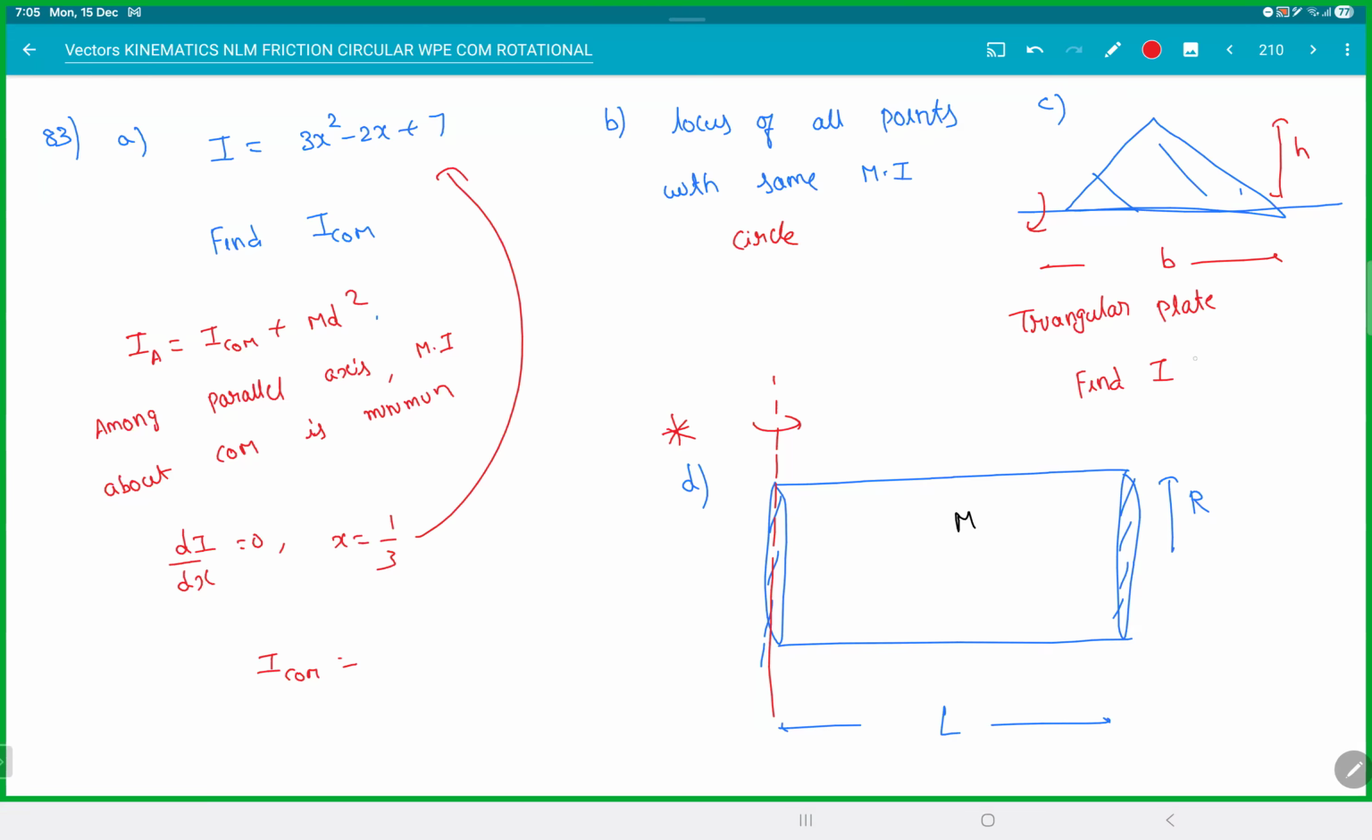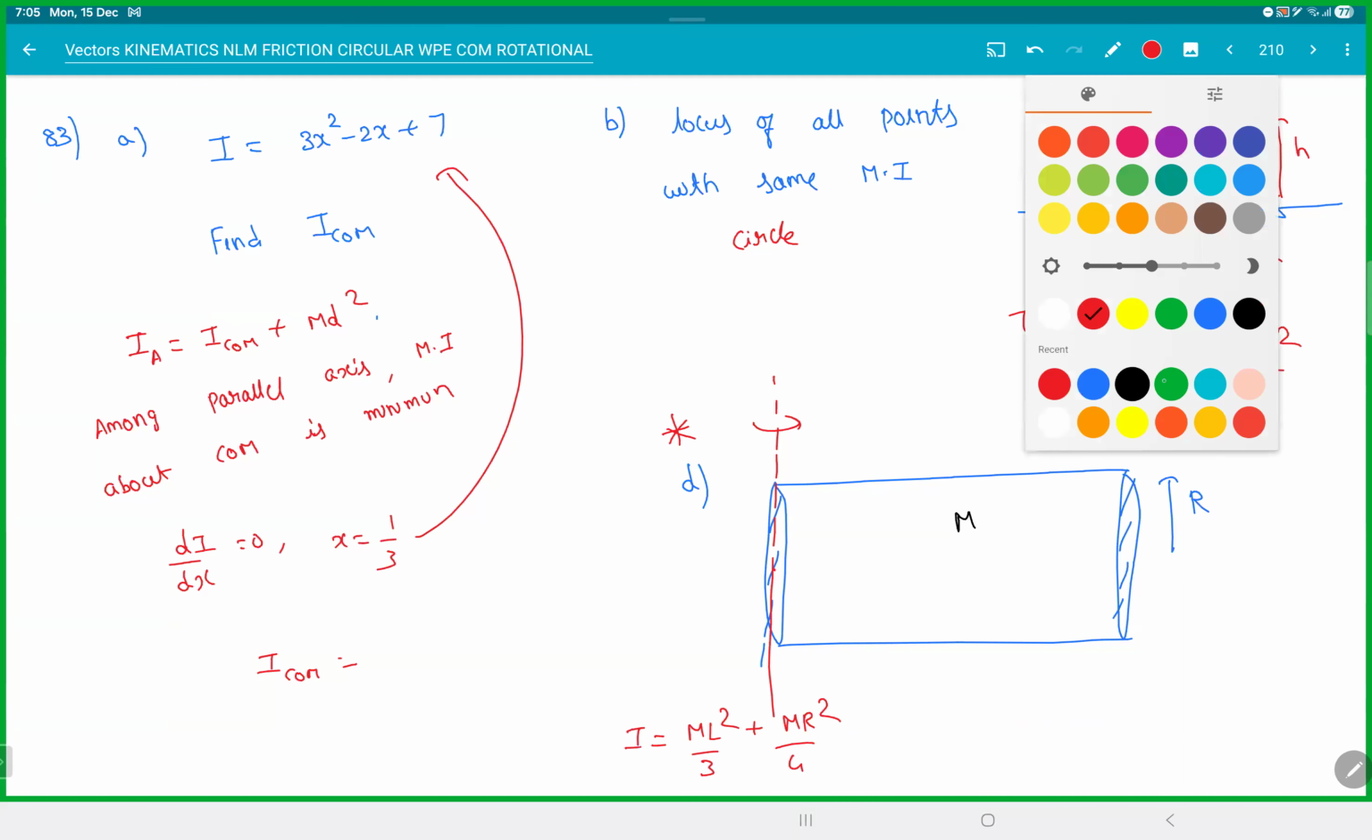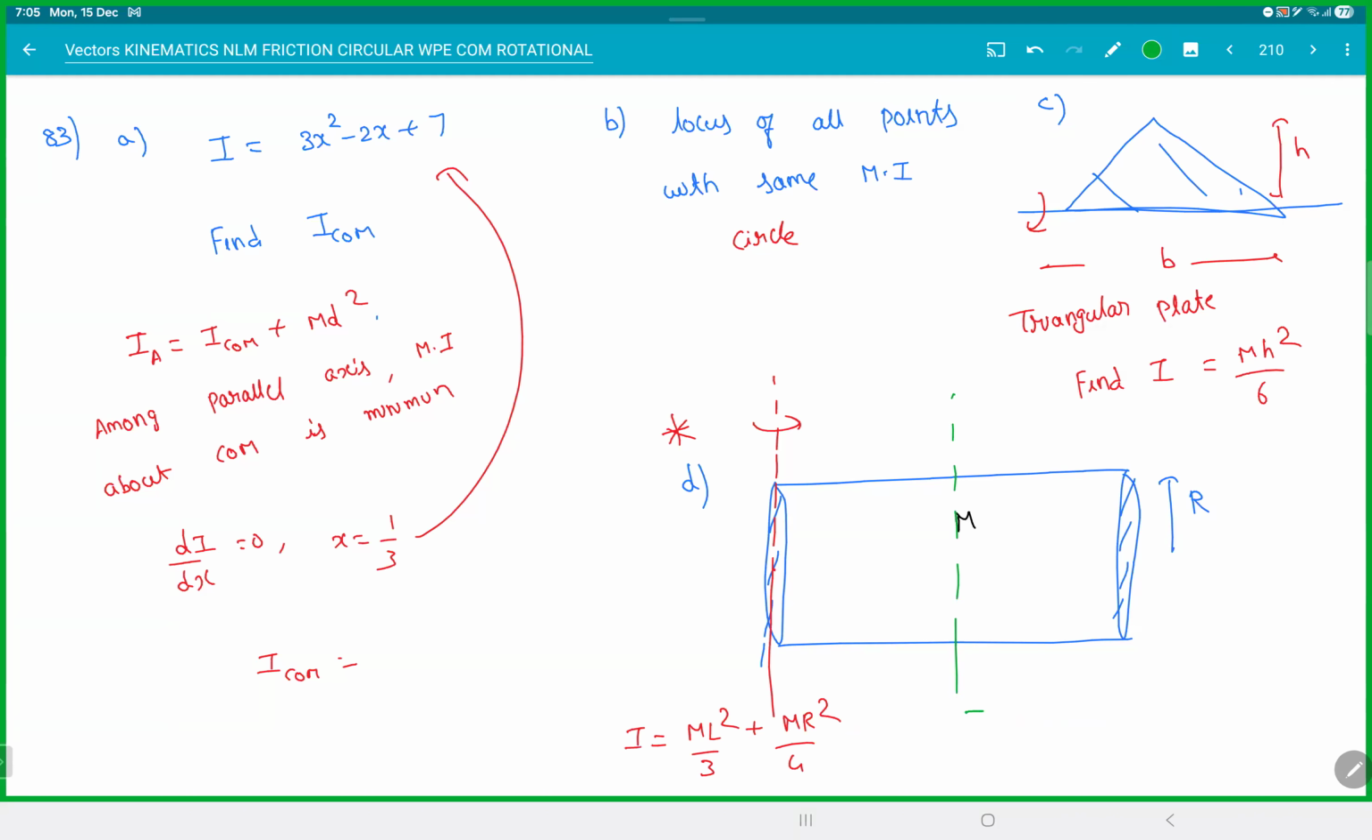What is the moment of inertia of a triangular plate? MH squared by 6. Hope you remember that. It only depends on the height. It doesn't depend on the base. What about this one? If you're talking about the edge, then you can treat this like a rod, ML squared by 3, plus a disk about the diameter, which is MR squared by 4. If you want it about the center, then it is ML squared by 12 plus MR squared by 4. Clear with that?